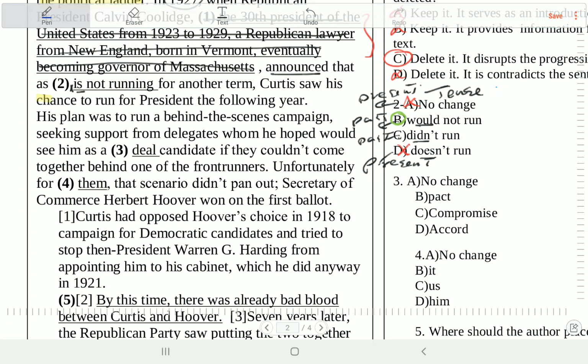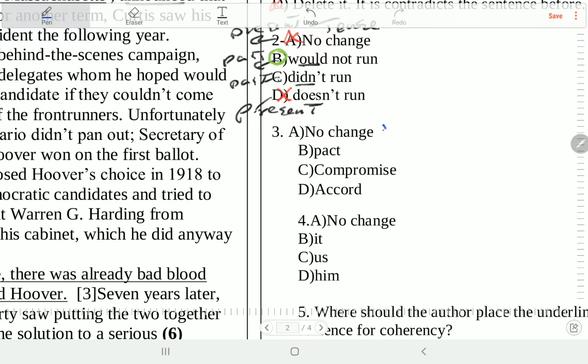He wants to see what deal means. What's the meaning of deal? It's a bargain. A deal is a bargain, like a pact, an agreement.